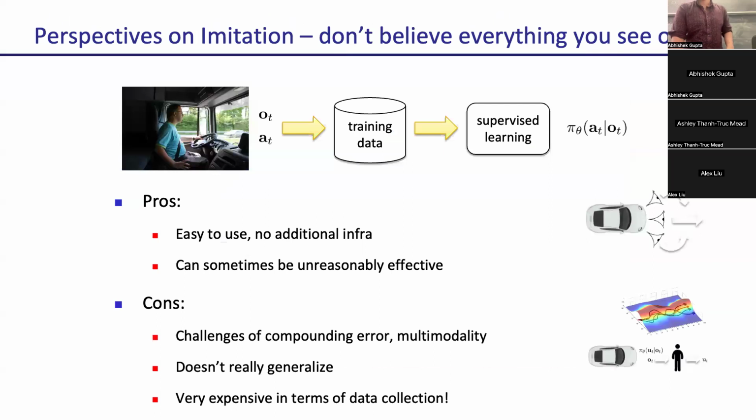Okay, so that is basically my insight on imitation learning. It's really nice and easy to use. You don't need reward functions and extra infra. It can sometimes be unreasonably effective, right? Like we just saw. But it naturally has the challenge of compounding errors and multimodality. We don't really know that it generalizes meaningfully yet. And it can often be really, really expensive in terms of data collection. To have a human sit and collect data, that is an expensive process.